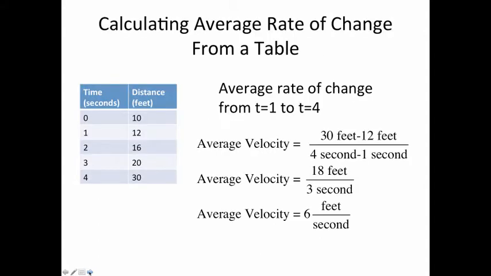So let's calculate a rate of change from a table. So we have a table on the left, and we want to calculate the average rate of change from time 1 to time 4. So we're simply just going to look at the table, find the distance at time 4, which is 30, the distance at time 1, which is 12, and subtract them over 4 minus 1, which is the change in time, and calculate that and get an average velocity of 6 feet per second.